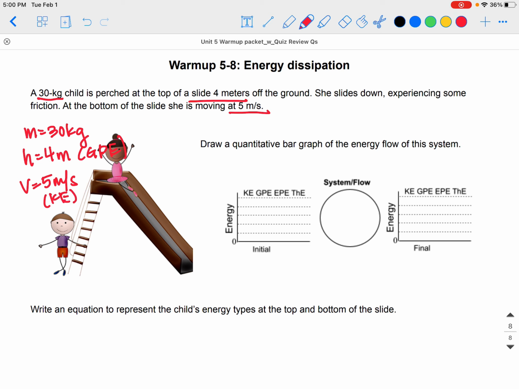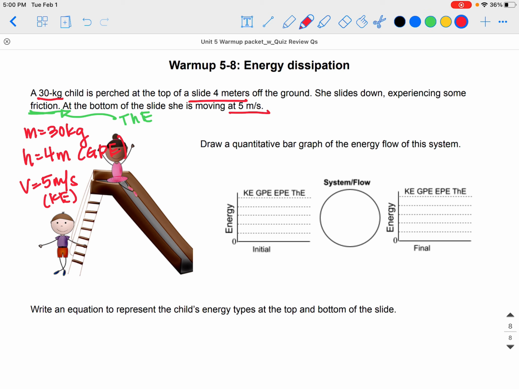If you read this question carefully, they also state that there is friction, and friction is the key thing you look for when you understand that there is thermal energy. So I'm going to write that down as well. In this scenario, we've got a child who starts at the top of the slide, no motion, so no kinetic energy, all gravitational.